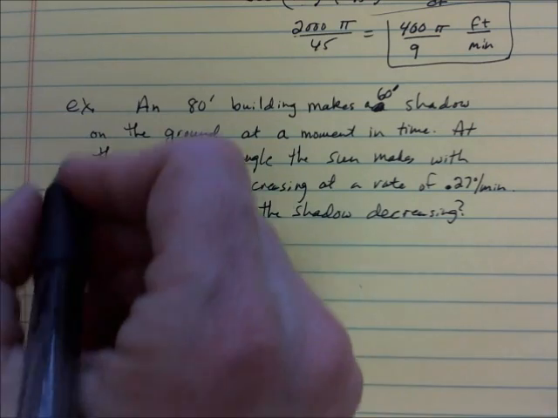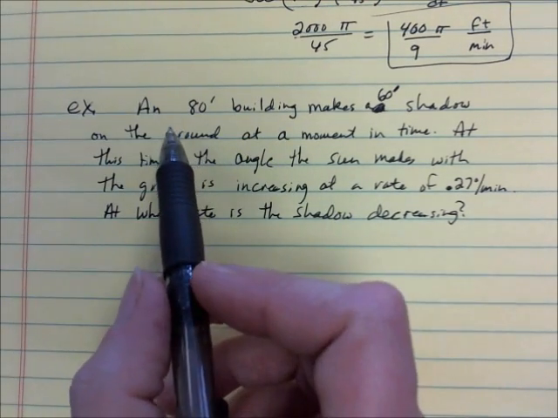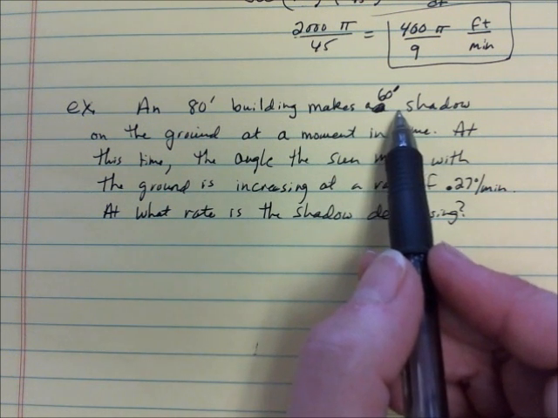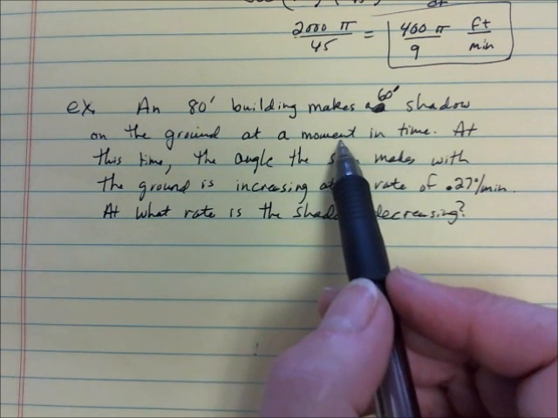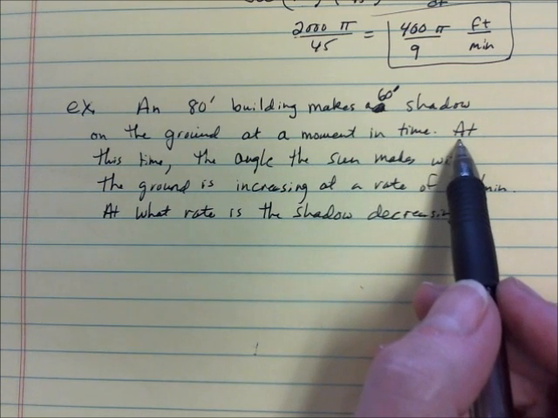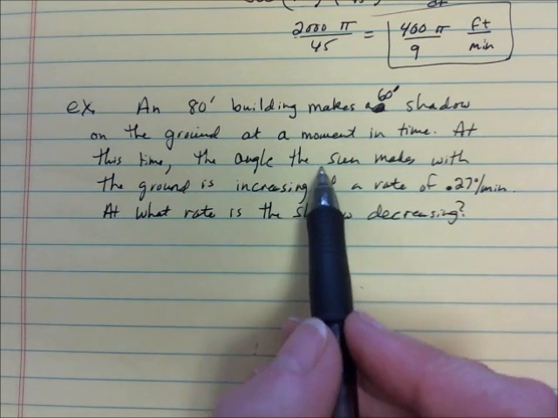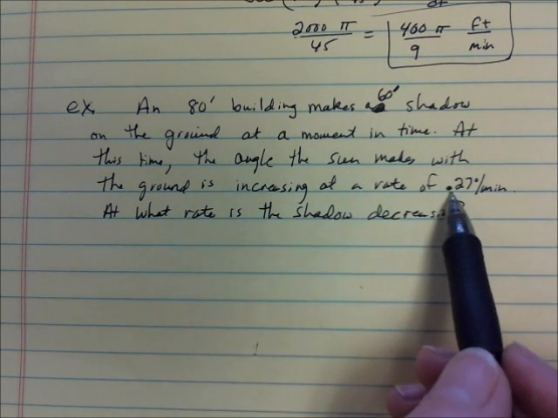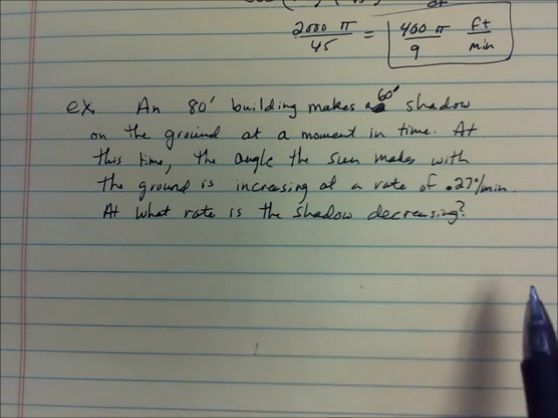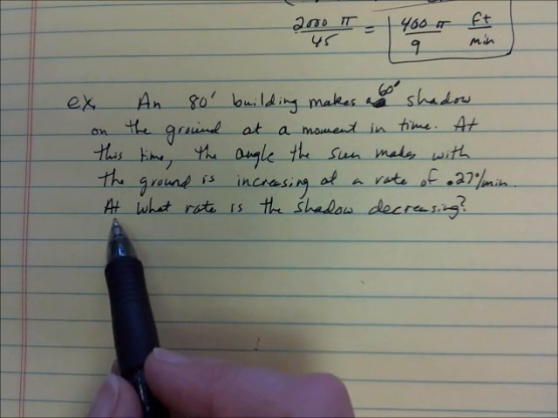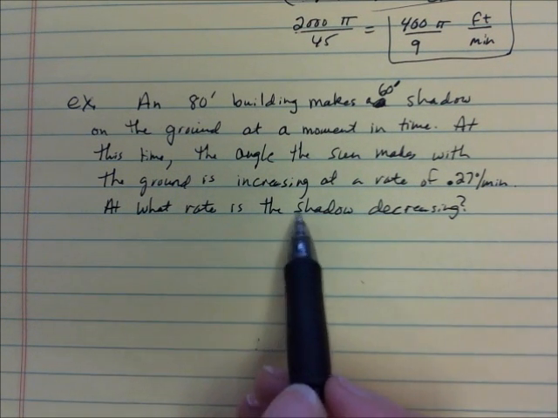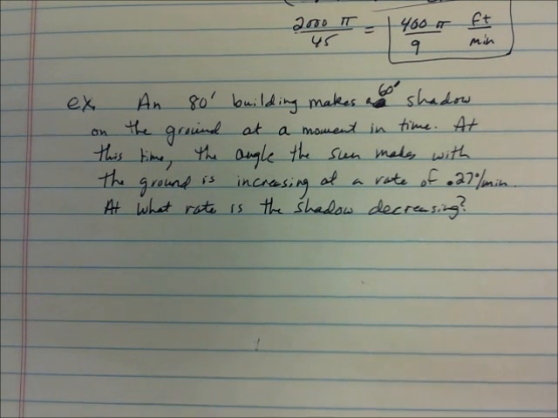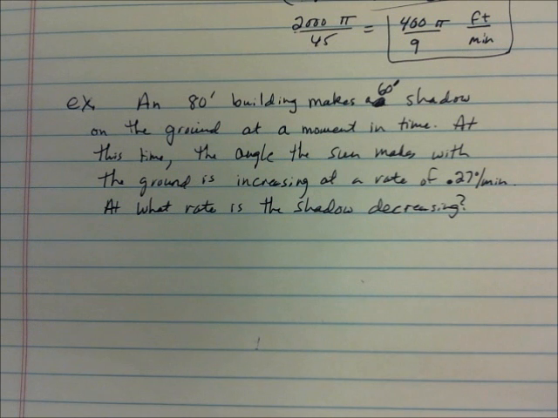Here's a second example. There's an 80-foot building that makes a 60-foot shadow on the ground at some moment in time. And at this particular time, the angle that the sun makes with the ground is increasing at a rate of 0.27 degrees per minute. The question is, at what rate is the shadow decreasing? So you usually have to read these a few times to figure out what the picture might look like.